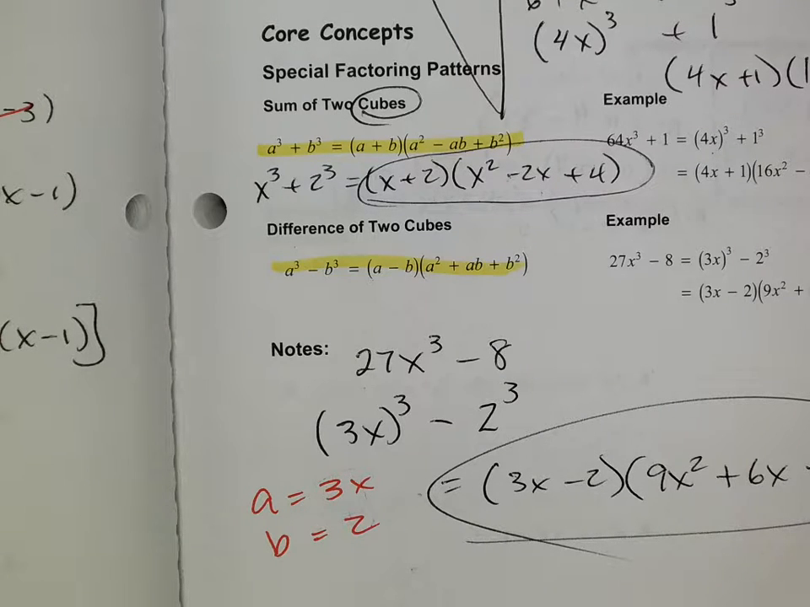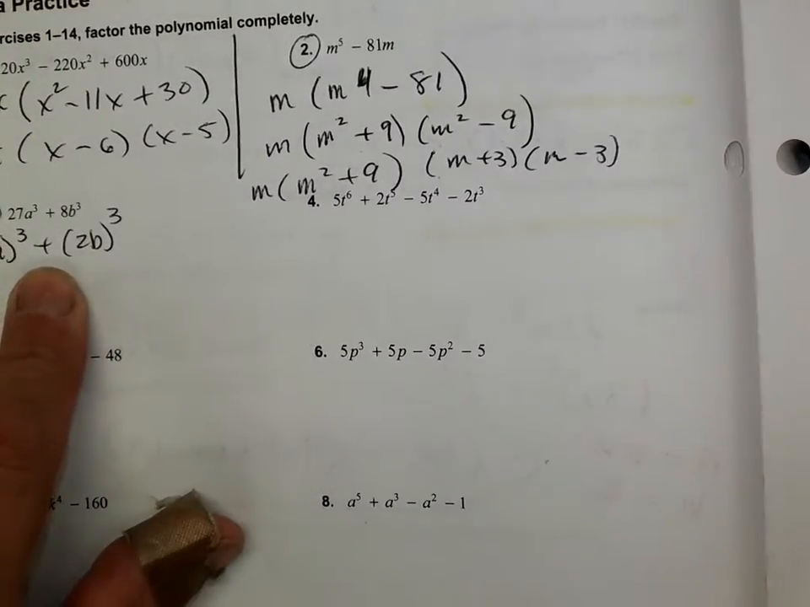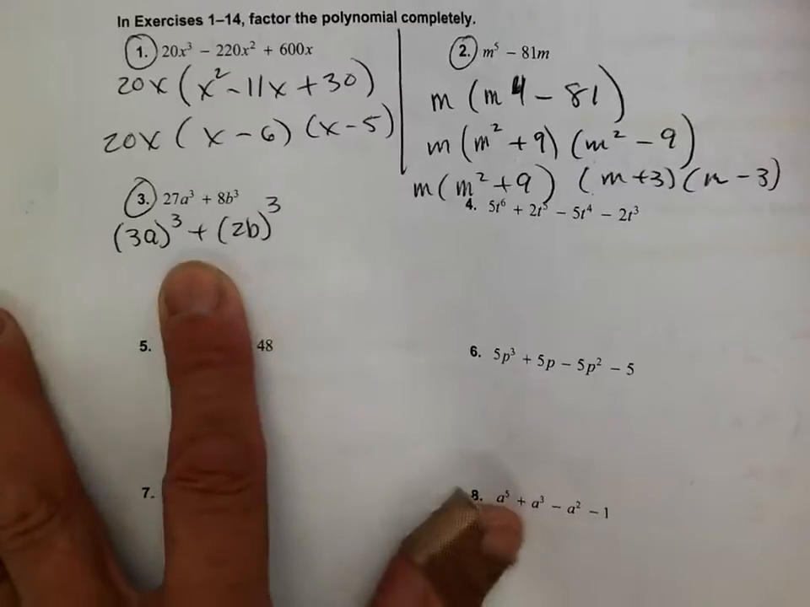So, what do I got? My a cubed plus b cubed is a plus b, a squared minus ab plus b squared, right? And then my other one, a cubed minus b cubed, is a minus b, a squared plus ab plus b squared, right? Okay, so I've got that on the board. Let's flip back. And you ready? Number 3 is this one, right? You guys agree? Number 3 is this one, right?